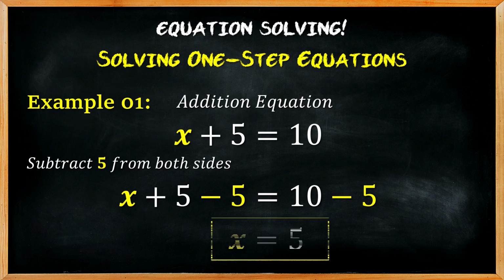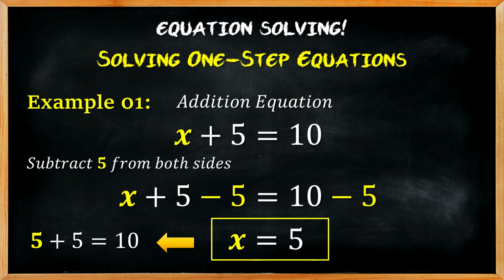Simplifying both sides, x plus 5 minus 5 equals x, and 10 minus 5 equals 5. Therefore, x equals 5. Always check your solution by substituting it back into the original equation. 5 plus 5 equals 10, which is correct.